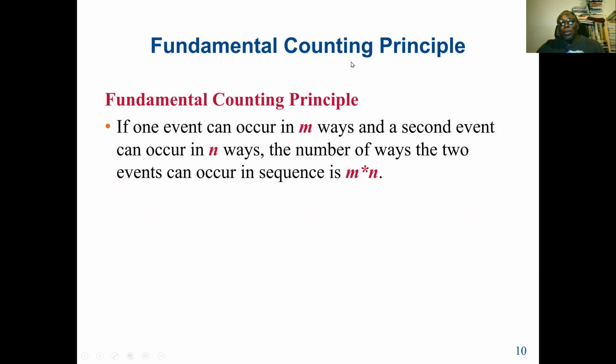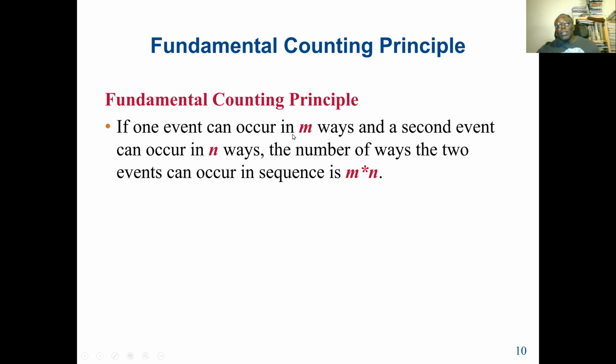The next is the fundamental counting principle. We saw that example with rolling a die and tossing a coin at the same time. When I roll a die and toss a coin, the possible outcomes, or the sample space, will be the number of sides for the coin, which is 2, times the number of sides for the die, which is 6. So it will be 2 times 6, which is 12. And that's what they are telling us here.